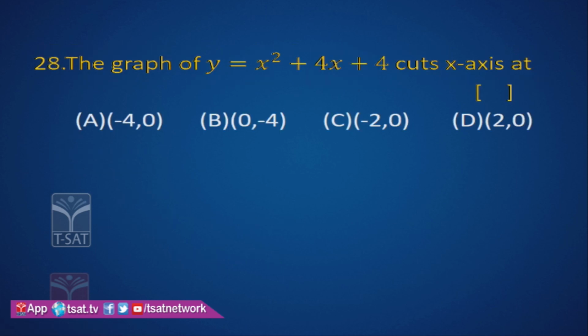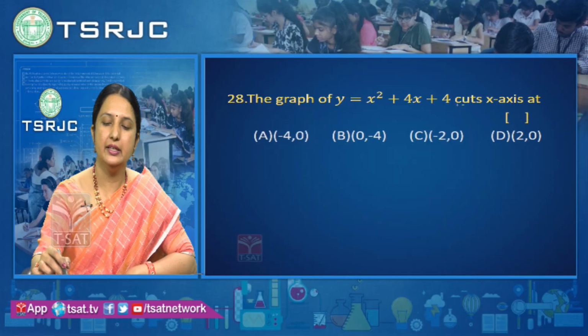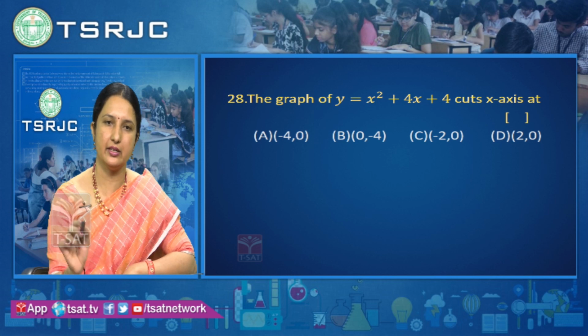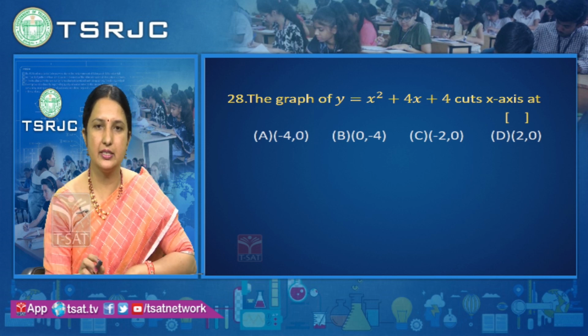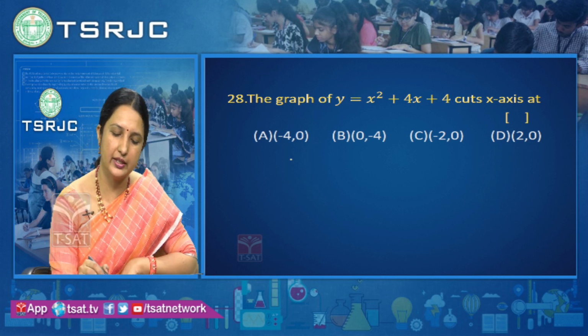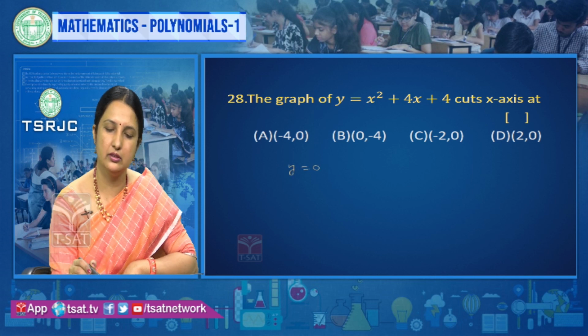When it comes to question number 28, the graph of y equals x square plus 4x plus 4 cuts the x-axis. Cuts or intersects is the correct word. It intersects the x-axis where it intersects. That means you write y equals 0.